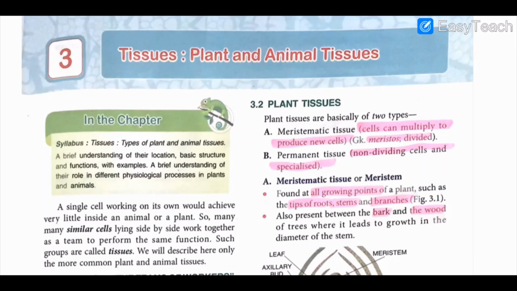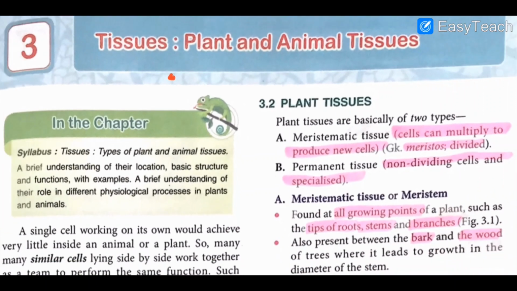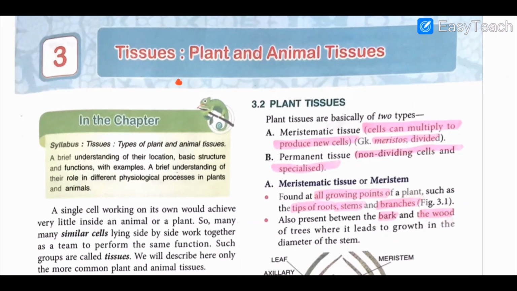So as we all know, a single cell working on its own would achieve very little inside an animal or a plant, of course, because a cell is how much? It's this small. I can't even say it's even smaller than this dot that I've drawn over here. You can see this dot very well, but a cell is even smaller than that. You can only see a cell under a very powerful microscope like a compound microscope or an electron microscope, right? So, a single cell working in such a big and huge adult body, or any animal, or a plant, or a tree, or anything of that sort, it would be very hard for a single cell to perform everything, right?